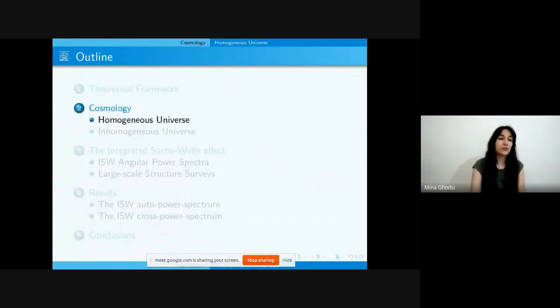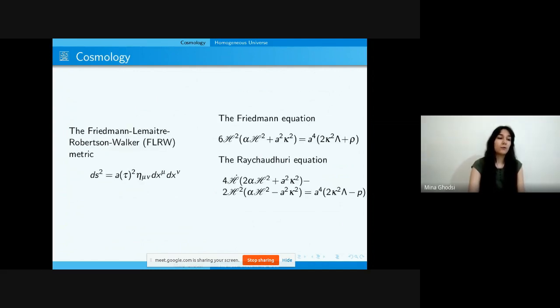Okay, after describing the theoretical framework briefly, let's look at its cosmology, first in a homogeneous universe. We applied homogeneous and flat spacetime to the universe's geometry, or we adopted the FLRW metric like this. Here tau is the conformal time, and we calculated the Ricci and Riemann tensor and Ricci scalar, and finally we obtained the Friedmann and Raychaudhuri equations for 4DGB.